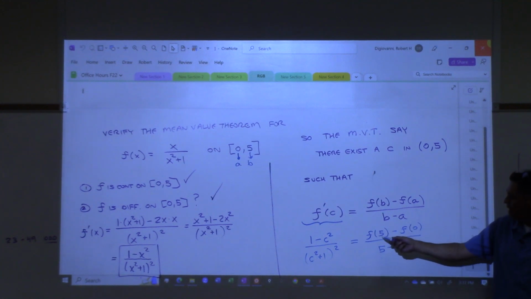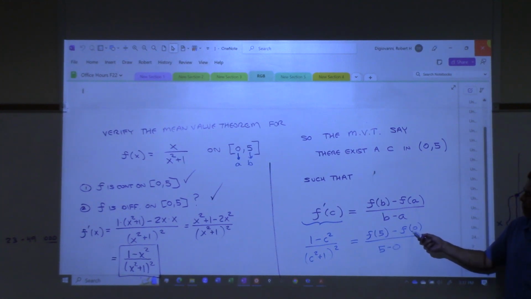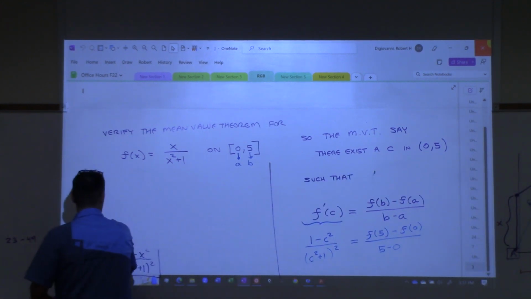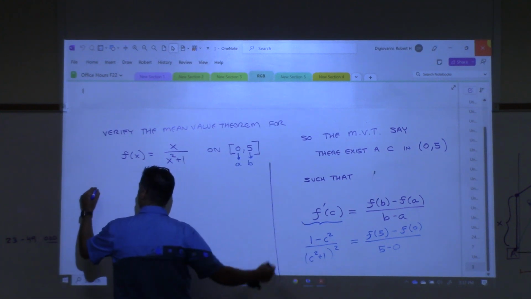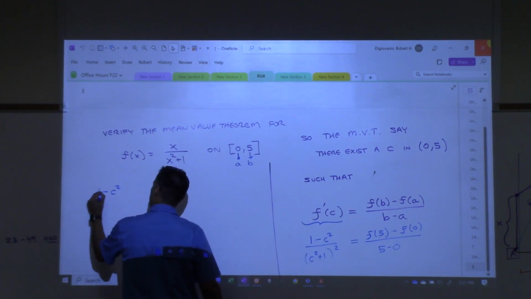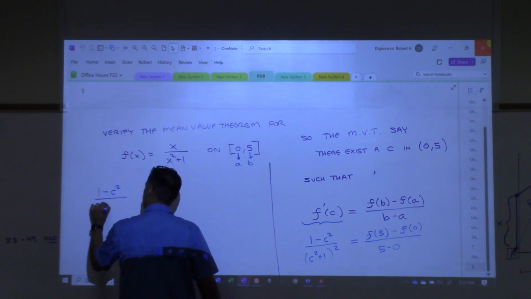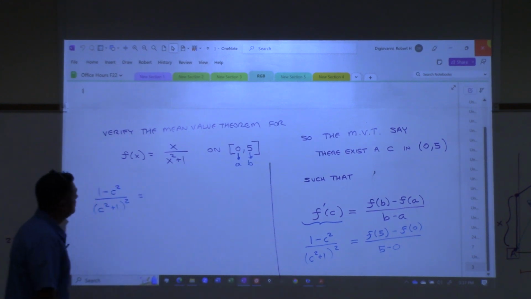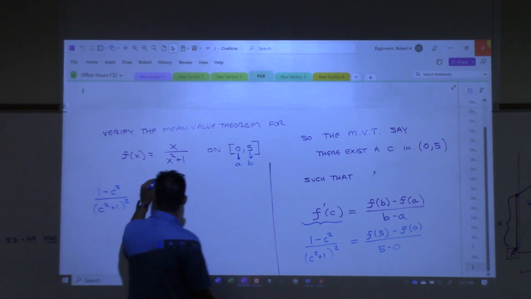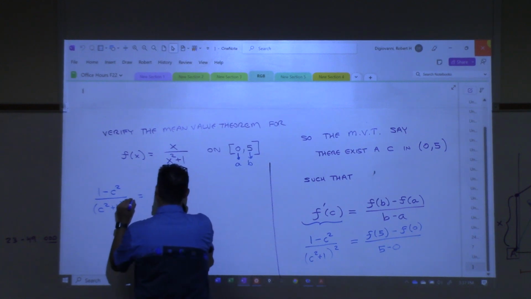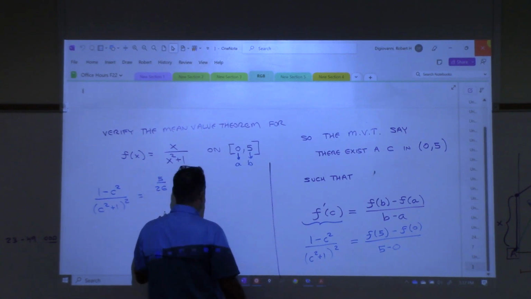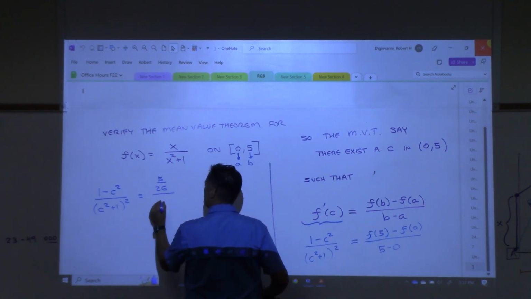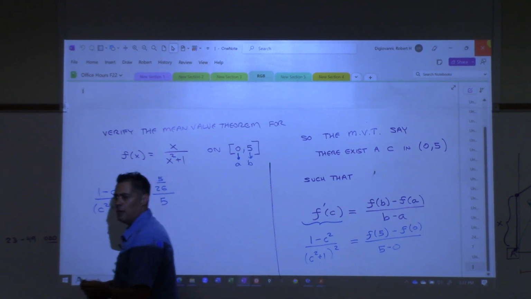So I've got to figure out what f of 5 is and f of 0. What's f of 5? So I'm continuing left side and right side down. 1 minus c squared over c squared plus 1, that quantity squared, must equal, what's f of 5? 5 over 26. And then minus, what's f of 0? 0, so I don't need that there. And then all over 5.